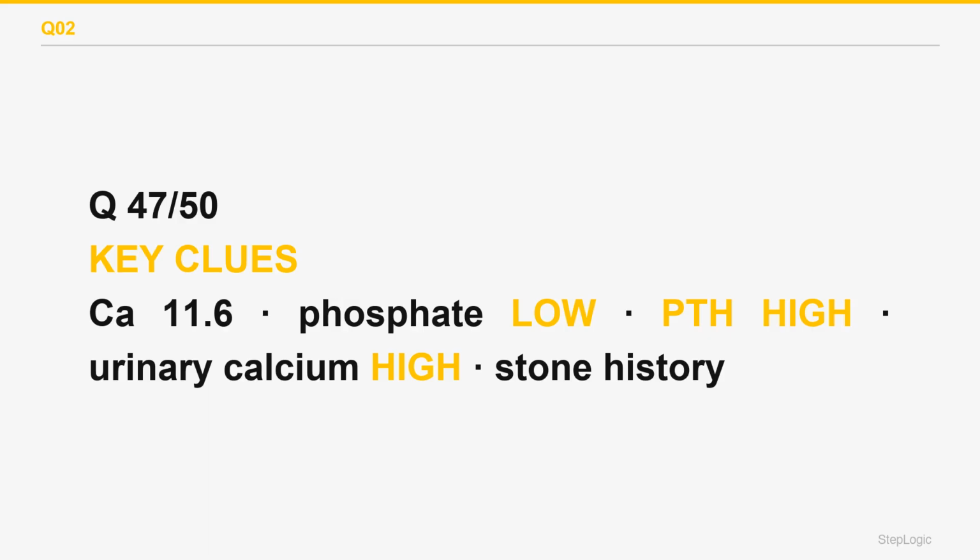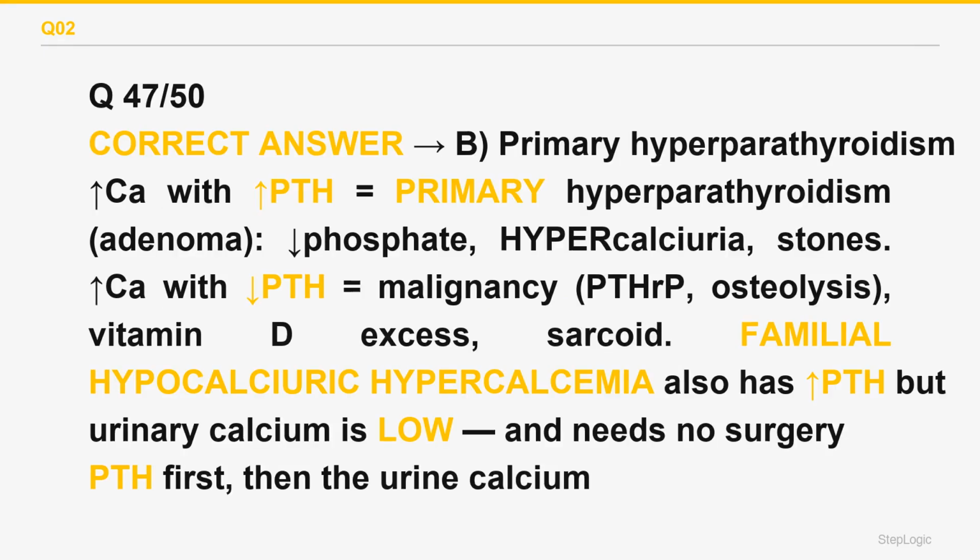All PTH-independent causes, malignancy, vitamin D excess, granulomatous disease, suppress parathyroid hormone, which excludes choices A, D, and E in one step. The correct answer is B. Choice C is the one genuine competitor, and the reason urinary calcium is measured: in familial hypocalciuric hypercalcemia, urinary calcium is LOW.